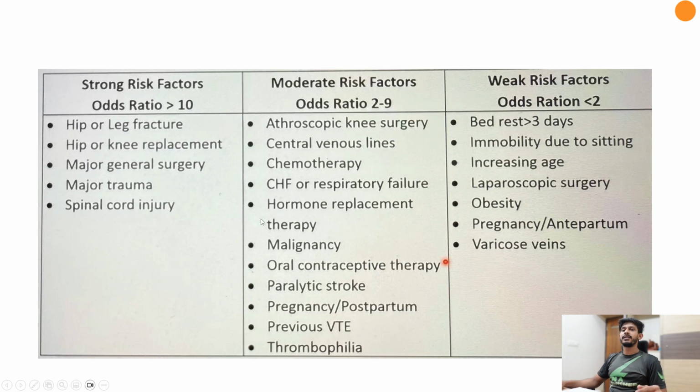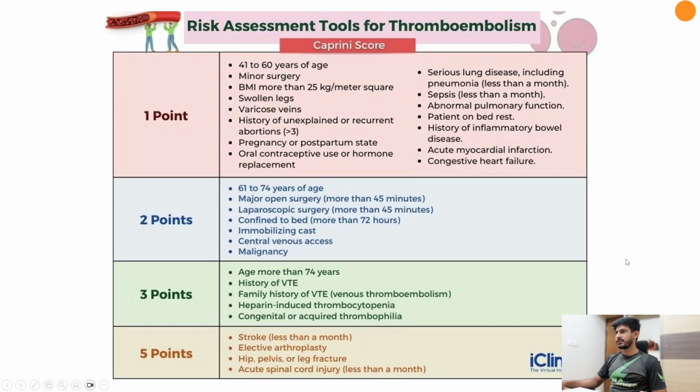So, how do we decide whether we want to give thromboprophylaxis to the patient? We use something called a Caprini score. And again, like here, we go through these tables and then we give 1 point for all these, 2 points for all these, 3 points for all these, and as you can see, 5 points for hip, pelvis, or leg fracture, elective arthroplasty, acute spinal cord injury, and stroke. So 5 points directly for all the major surgeries that we do in orthopedics basically.